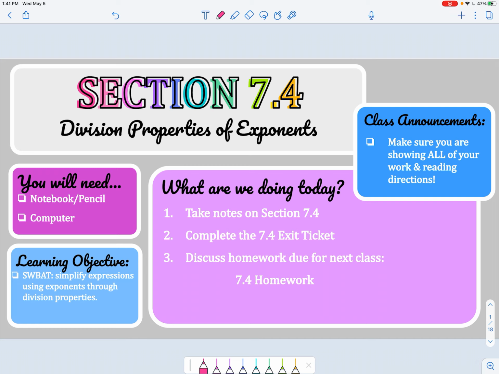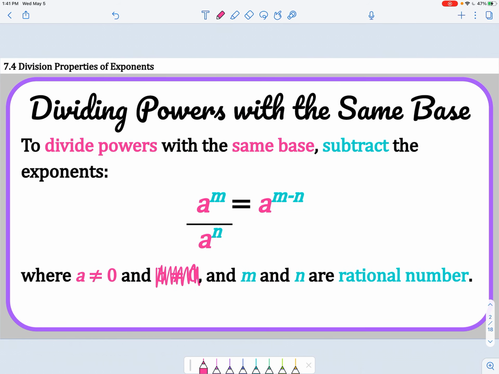In this video, I'm going to be walking you through section 7.4, which covers a couple of division properties of exponents. You'll want something to write with and something to write on, and possibly a calculator if you feel like you're going to need it. And the first property that we're going to talk about is when we're dividing powers with the same base.